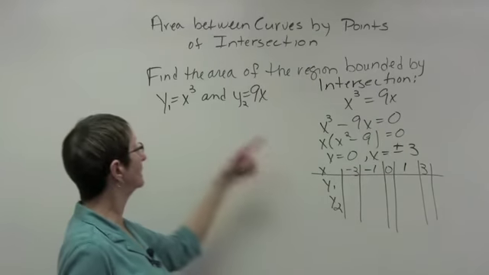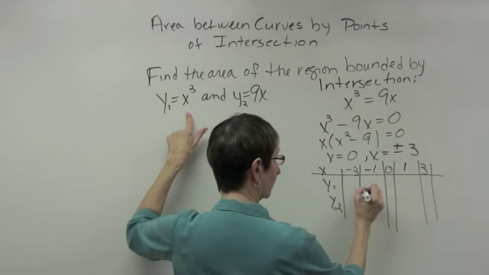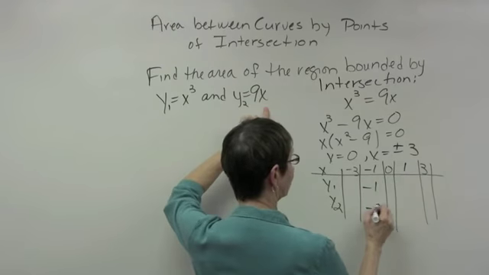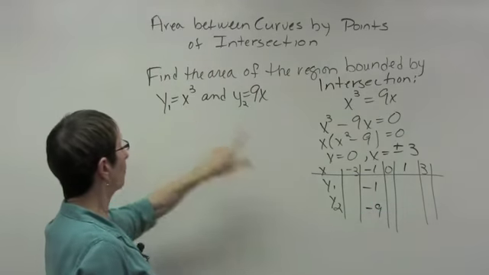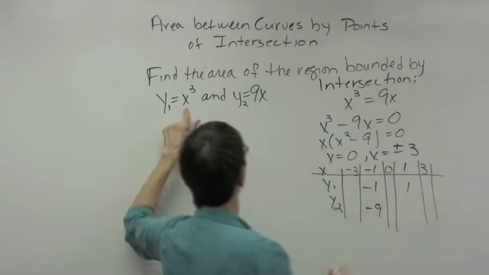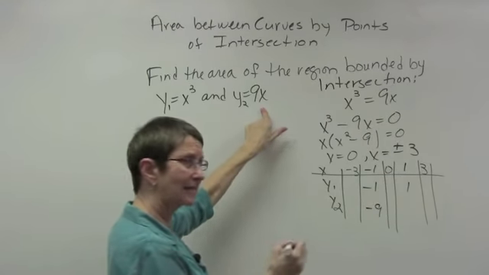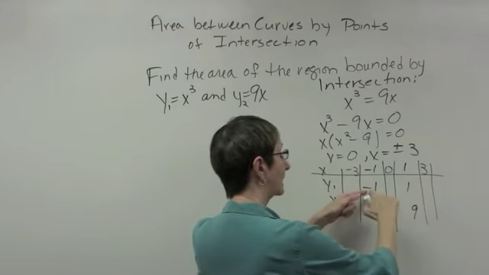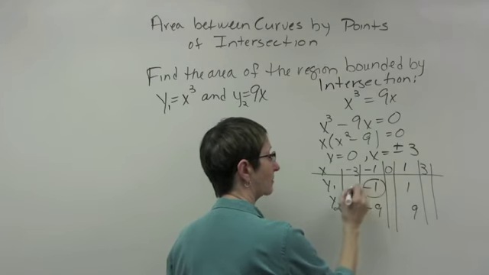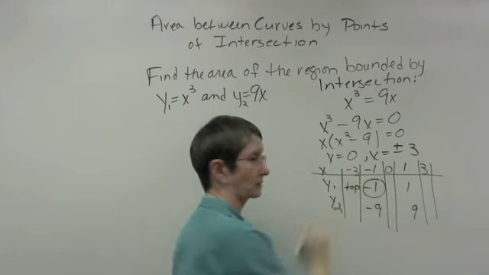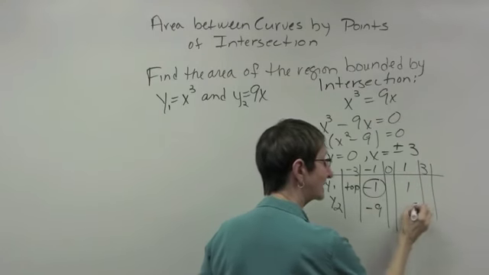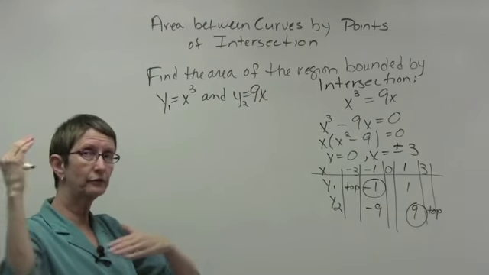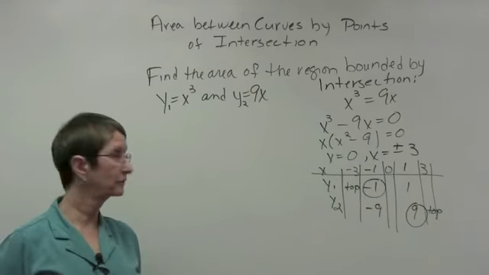If I plug in -1 and cube it, I get -1. If I put 9 times -1, I get -9. For 1 cubed, it is 1. For 9x, 9 times 1 is 9. Okay, there's a problem here. Between -1 and -9, this one is on top. But between 1 and 9, this one's on top. So we have different functions on top on different parts of our curve.